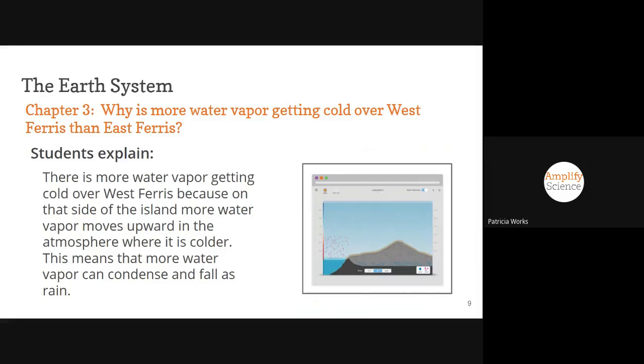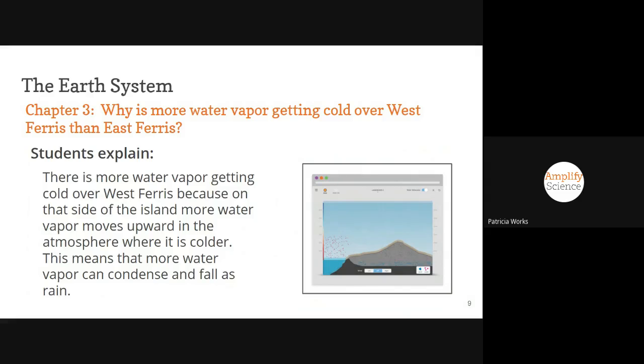In Chapter 3, your class will work to figure out why more water vapor is getting cold over West Ferris than East Ferris. Students investigate and find out that water vapor condenses as it moves higher to where the atmosphere is colder. Water molecules move close together and form liquid water high up in the atmosphere because that's where it's cold. This is what causes water to condense from vapor to liquid.